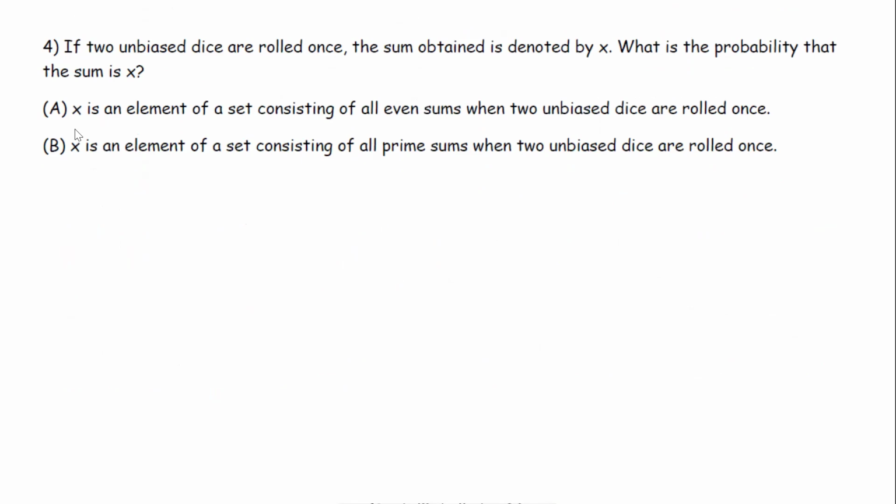If two unbiased dice are rolled once, meaning it's a fair die, a standard die, the sum obtained is denoted by X. What is the probability that the sum is X? Statement A: X is an element of a set consisting of even sums.